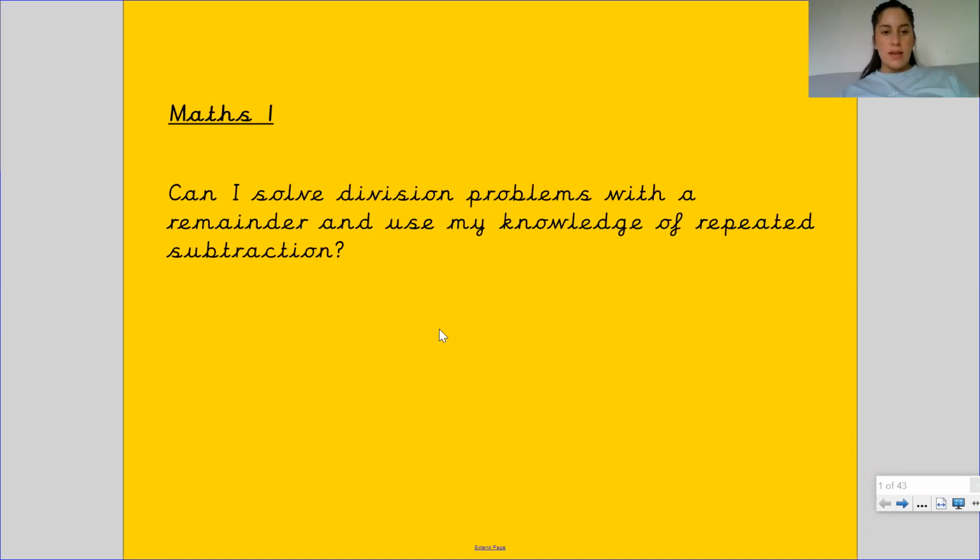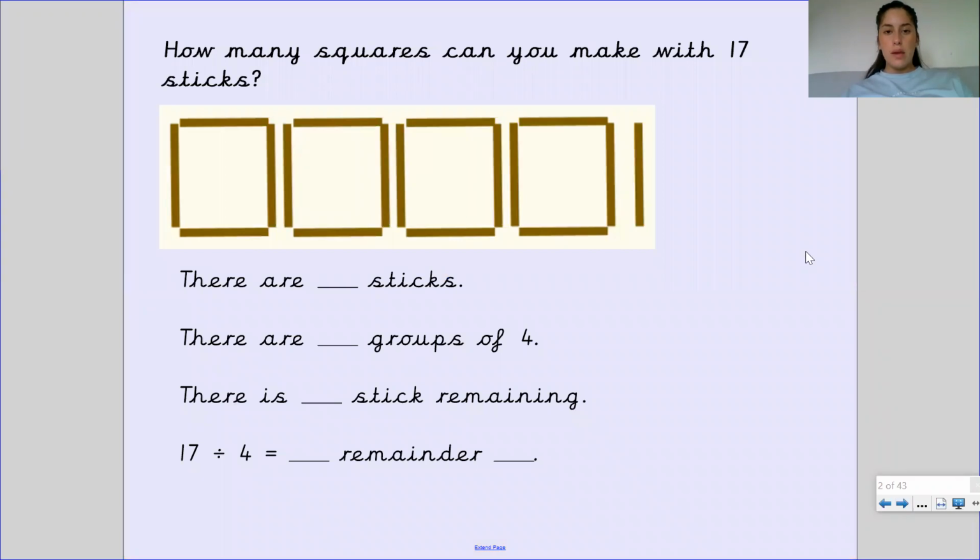Your learning objective today is can I solve division problems with a remainder and use my knowledge of repeated subtraction. So have your scrap pieces of paper ready or your whiteboard and pen, because I will ask you to have a go at certain things as well. So pause the video. How many squares can you make with 17 sticks? Count how many sticks we've got here in this image and how many squares were we able to make with them. Then have a go at answering these questions, completing these sentences, and then play the video when you're ready.